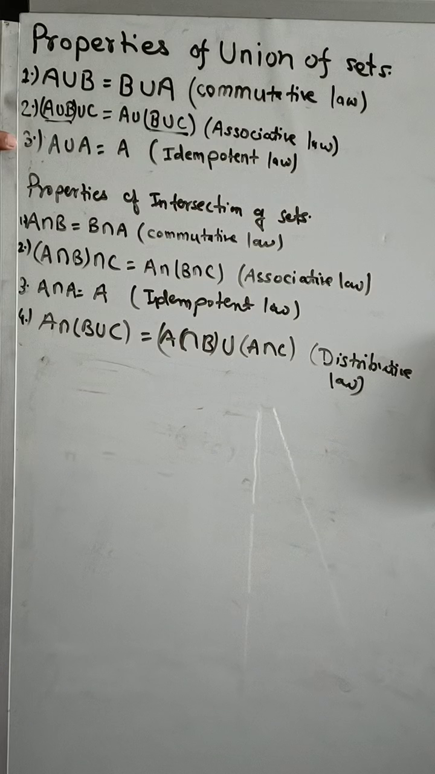And then A union A is equal to A. Yeah, you will think, what is this? A union A is A. Yeah, definitely. So it's the idempotent law. You know that A union A is always A.